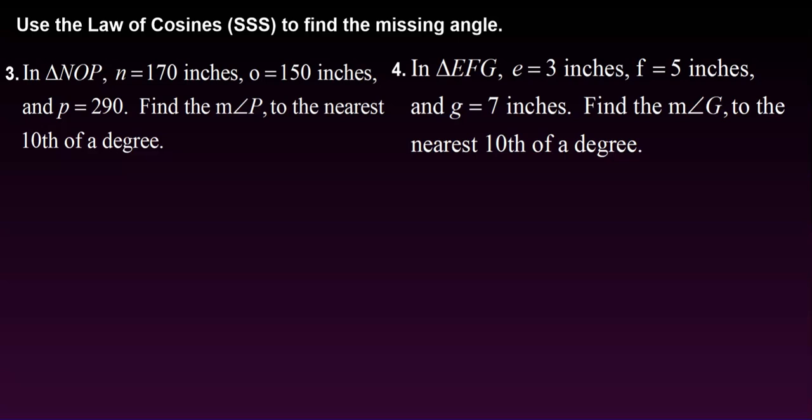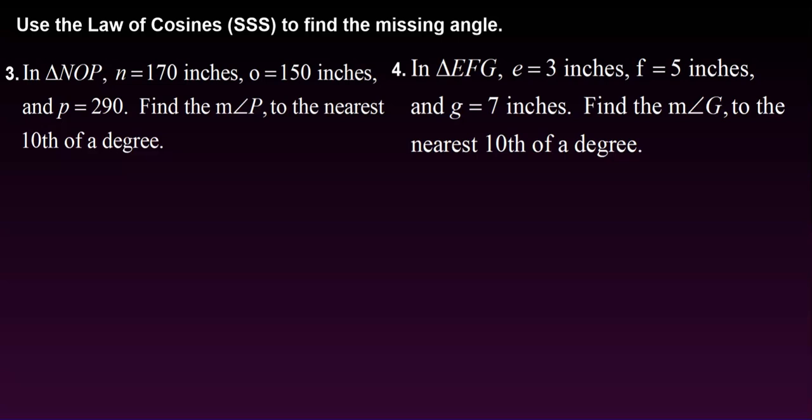Use the law of cosines to find the missing angle given you have side, side, side. In triangle NOP, N is equal to 170 inches, O is equal to 150 inches, and P is equal to 290 inches. Ooh, it doesn't have the inches, but it should say inches. Find the measure of P to the nearest tenth of a degree.